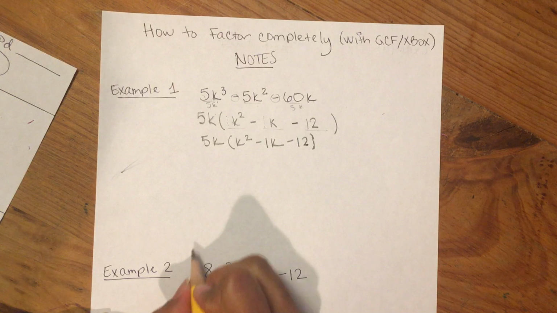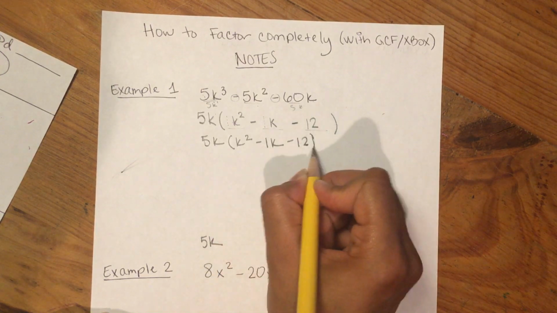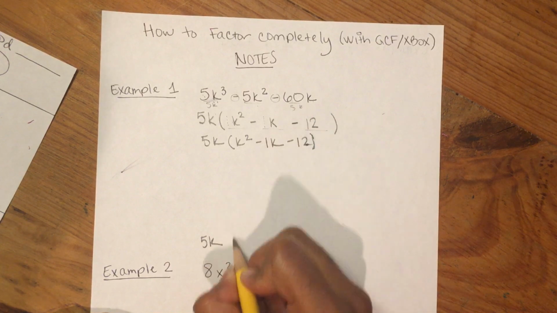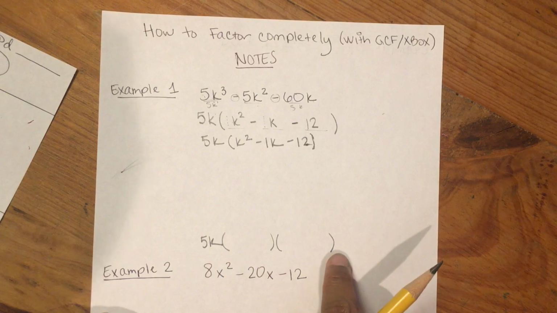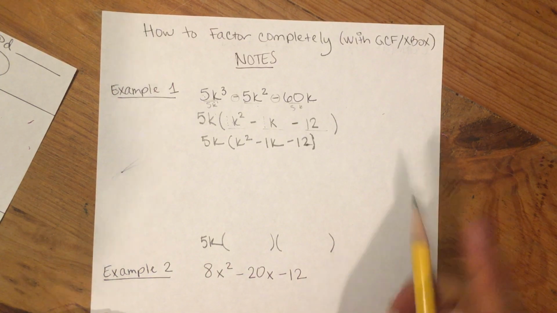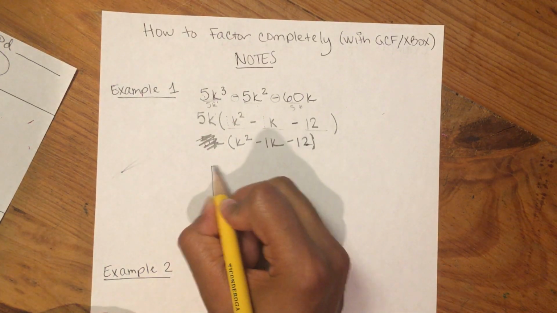Now, I want you to set up for your final answer. Set up for your final answer. We know this is going to factor with the X box into 2 binomials. So we're going to get those ready now. Set up for your final answer and then get ready to ignore your GCF. Ignore it. Pretend it's not even there, and let's get ready to do our X box.